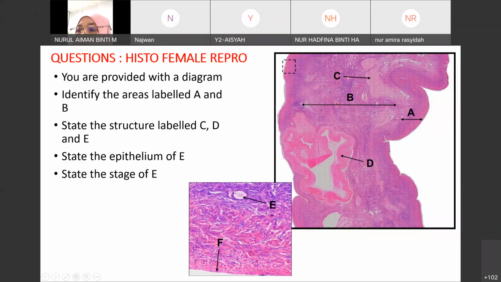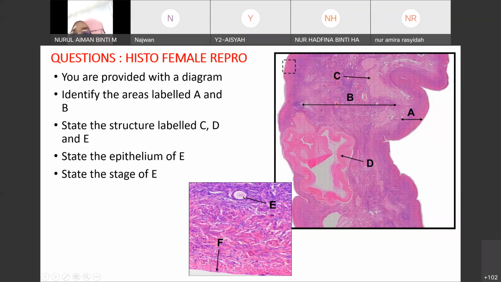Okay, so state the epithelium. Okay, structure E. What is the structure? You can answer either primary follicles or primordial follicles, because sometimes it's not very clear here. You can also say primary follicle, since it has just started to change to cuboidal. Okay, yes, very good, primary follicles, unilaminar. All right, so state the epithelium lining the E.